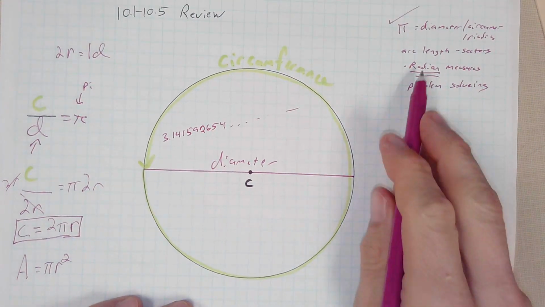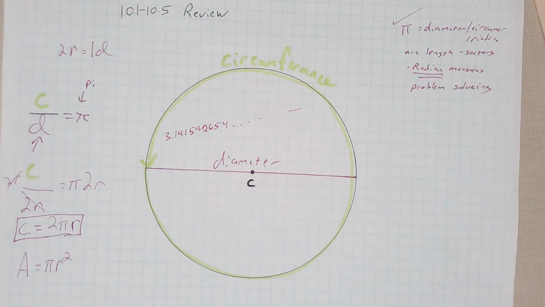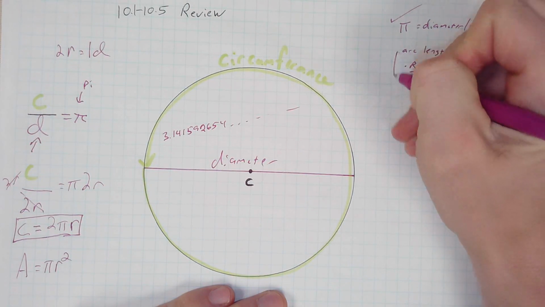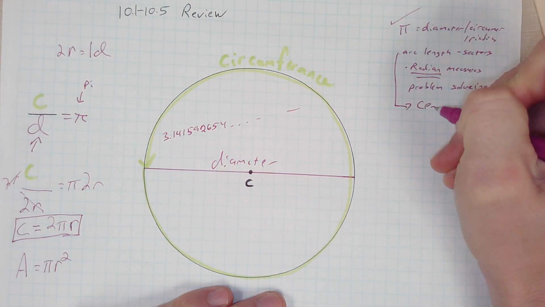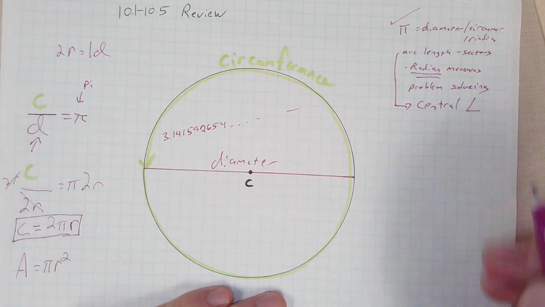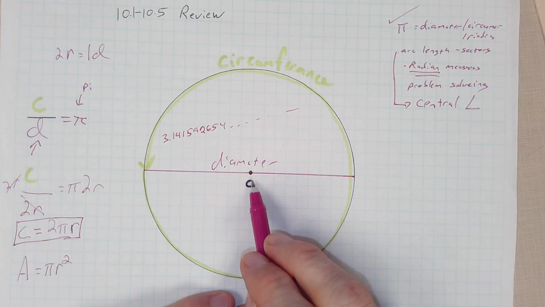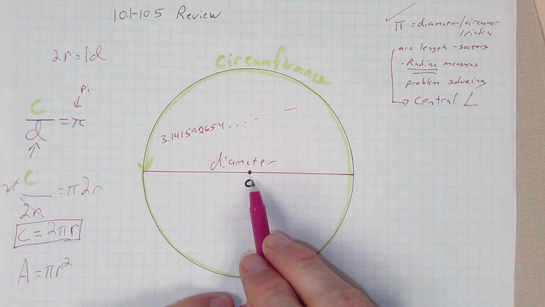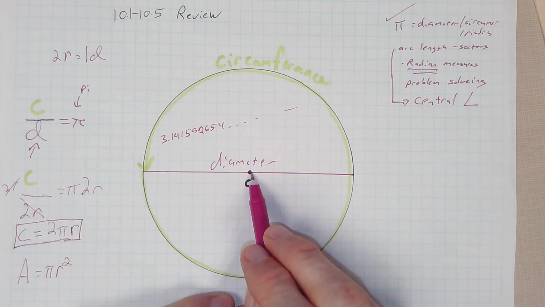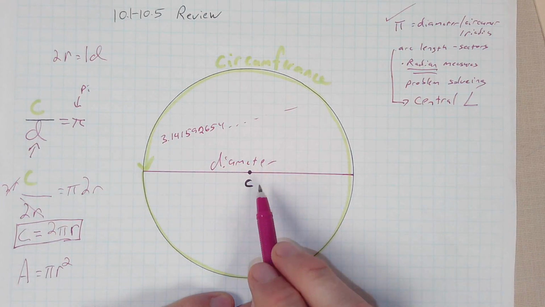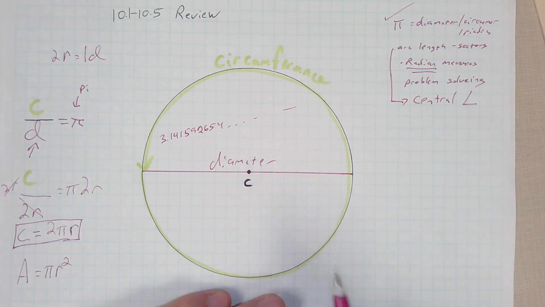So now, what is an arc length? In order to know that, you have to know something about a central angle. We know that the center of a circle is usually annotated by the letter C or whatever we want to name that circle. We're going to name it C here.